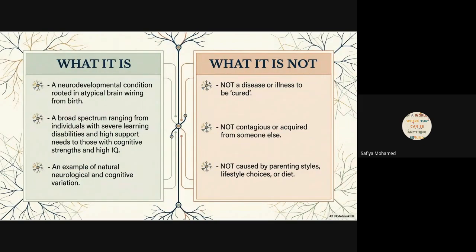What is it? Okay, so we spoke about autism. We said it's a broad spectrum. Now we're going to dive a little bit more into it. It's a neurodevelopmental condition rooted in atypical brain wiring from birth. We also say that it's a broad spectrum, as we did earlier, ranging from individuals with severe learning disabilities and high support needs to those with cognitive strengths and high IQ.